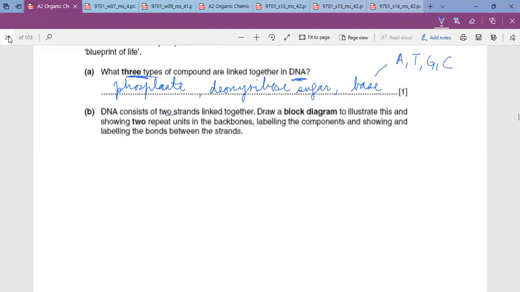DNA consists of 2 strands linked together. Draw the block diagram. Illustrate this, showing 2 repeat units in each. The backbone. The backbone means what? Phosphate sugars. So you draw a phosphate to what? To your sugars. You can draw blocks or whatever. Okay. And then here phosphate. 2 repeat units. 1, 2. Phosphate, sugar, phosphate, sugar. So for 2 enough, isn't it? 1, 2. Of course, the other one same here.